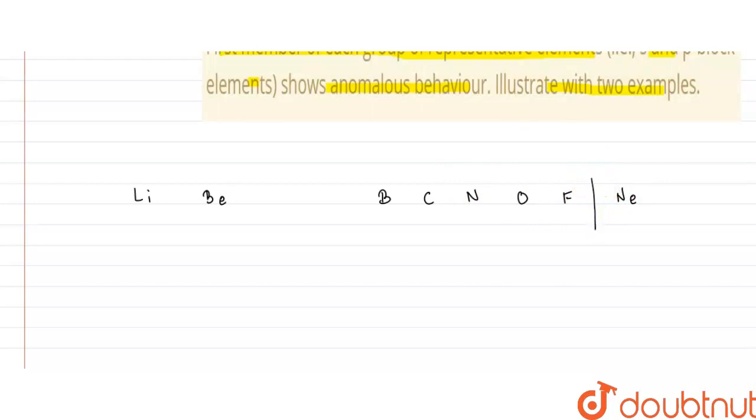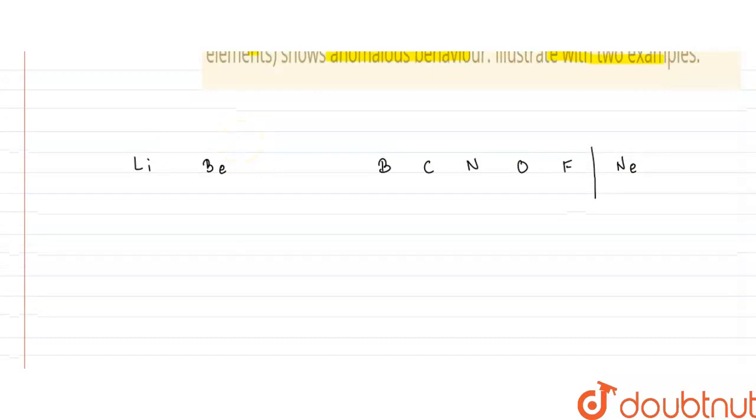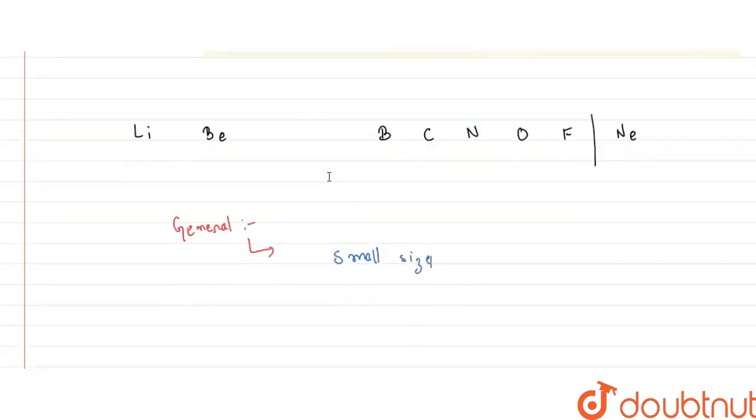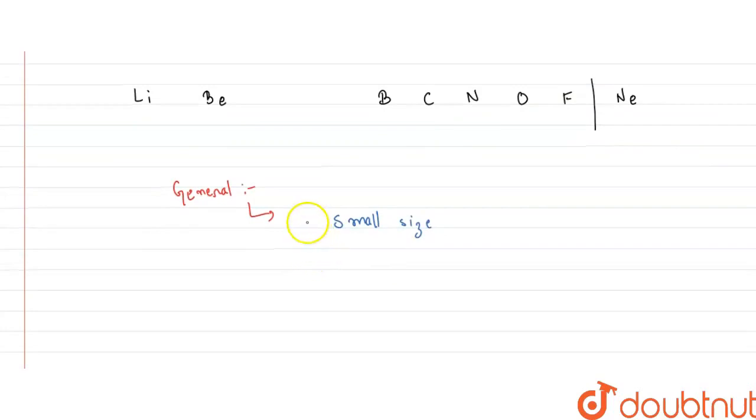Now basically let us see what are the different properties that the first member of each group basically show. Basically we are discussing the general properties. So let me write general properties over here. So in general, first member of each group is having very small size. It is in fact the smallest member of each group. So this is the first general property.